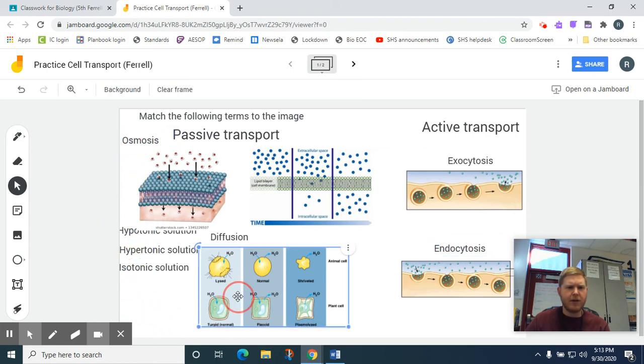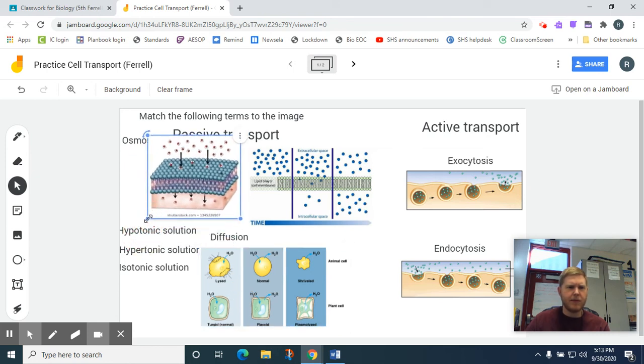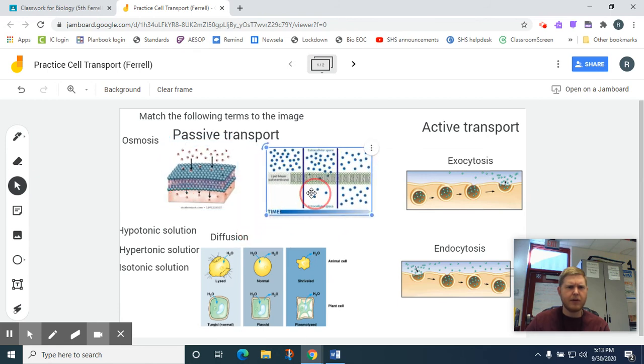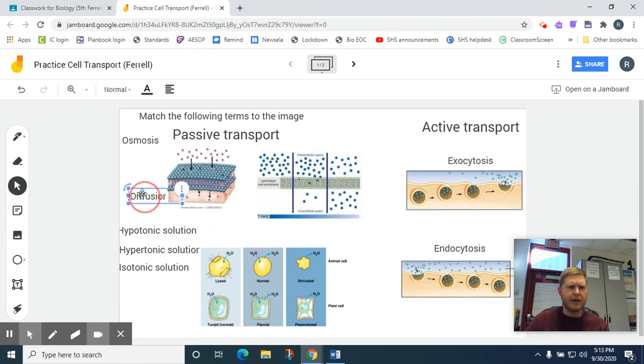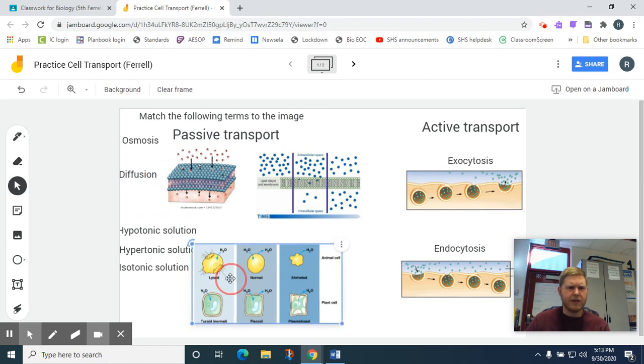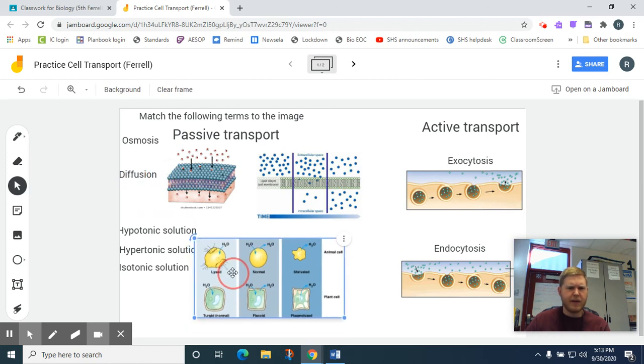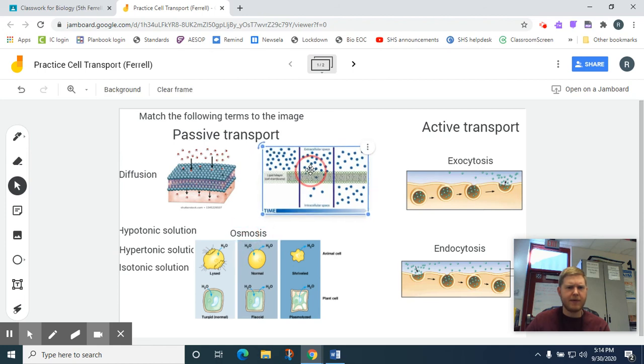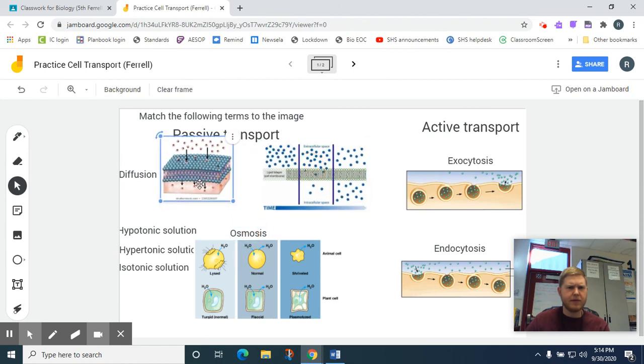Let's work with our picture here. All right, and I'm going to make this a little bit smaller. I'm going to make this a little bit smaller. That way I can use my words. All right, so this is the movement of water. Which one of these words is movement of water? That's going to be osmosis. So this is an example of osmosis.